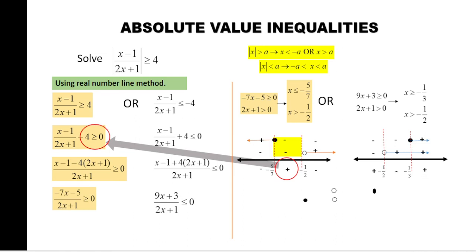Which region will you choose? Based on the inequality sign here, you have less than or equal to 0, so we choose negative. This means that x in this inequality lies between negative 1/2, negative half, and negative 1/3. This is the shaded region.